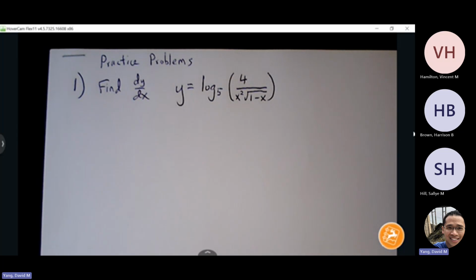Okay, so I found some problems I've done in previous years. So if you want to grab a scratch sheet, we'll start off with number 1 here.